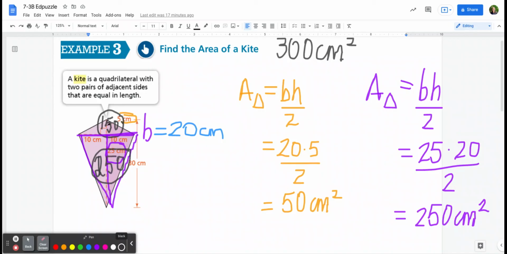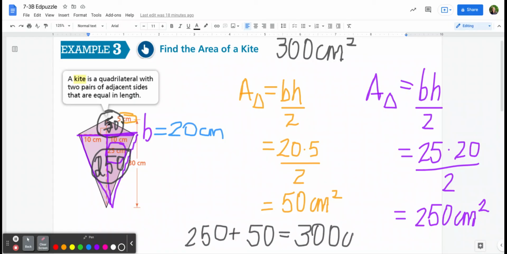So now how do I find the area of that kite? I'm going to add the area of those two triangles. So 250 plus, hold on, I should have only had a 50 in there, because the area of that orange triangle was 50. So 250 plus 50 will equal 300 centimeters squared.